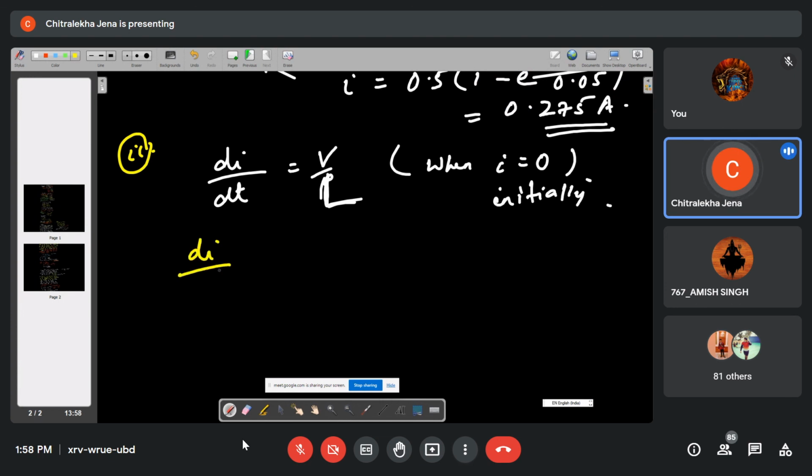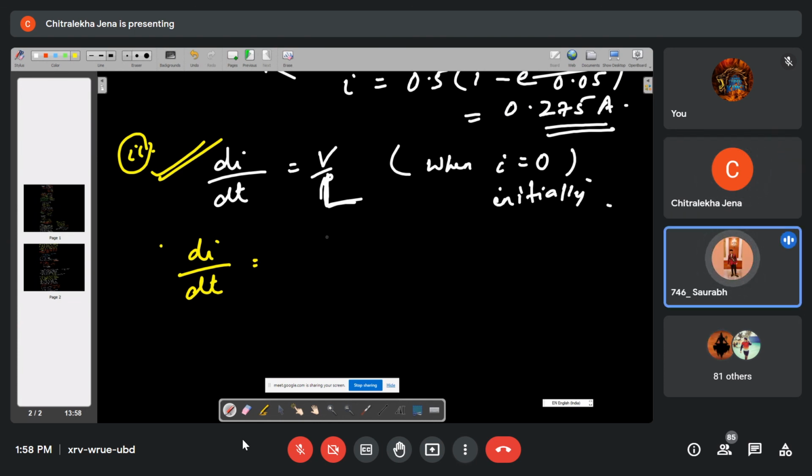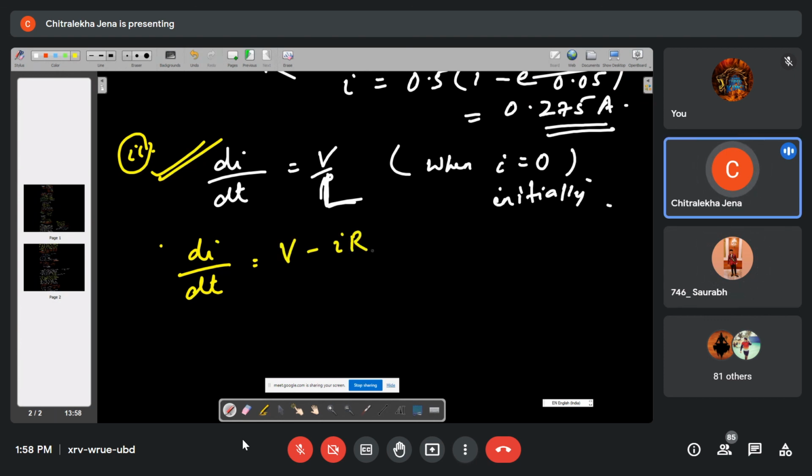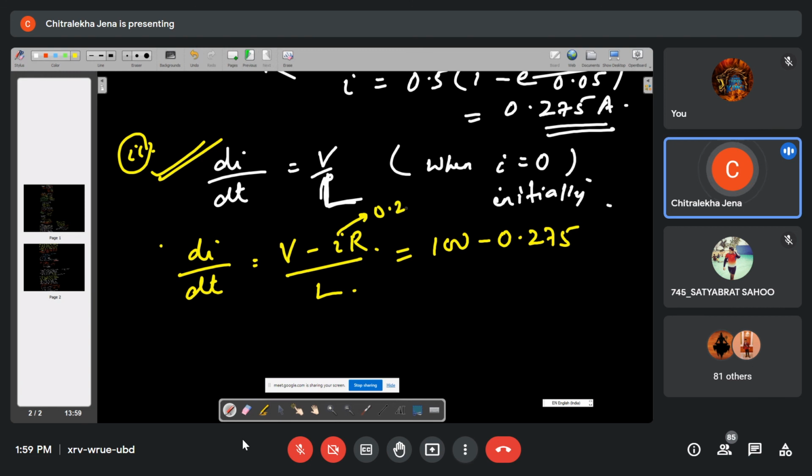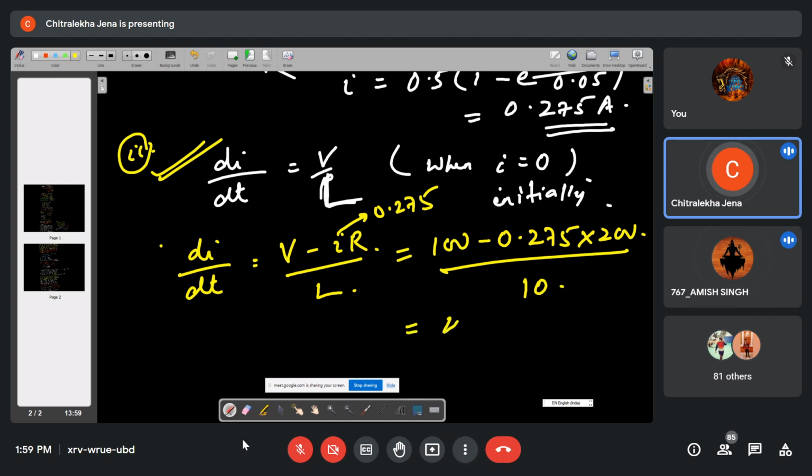Tell me, what is the formula of di by dt? Tell me first, forget about this one. What is the formula of di by dt? V minus iR divided by L. Understood or not? All of you. Got it or not? Yes, ma'am. So this is 100 minus 0.275 multiplied by 200, divided by 10, because here i will be equal to 0.275, not 0. So this will come as 4.5 ampere per second.